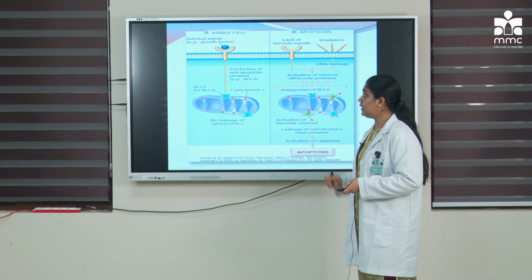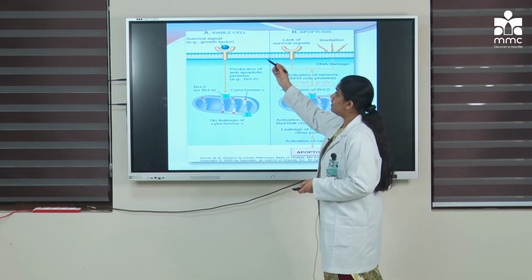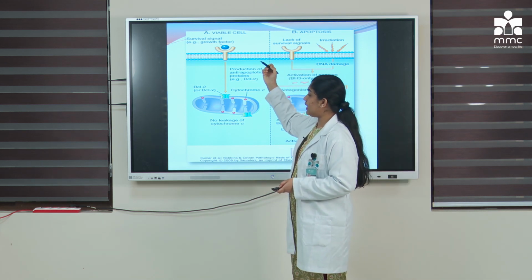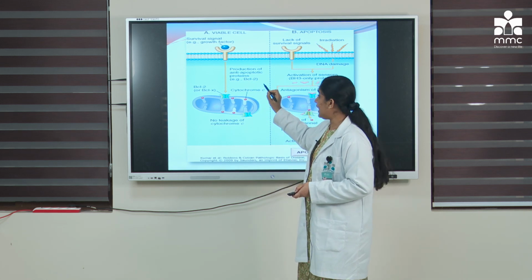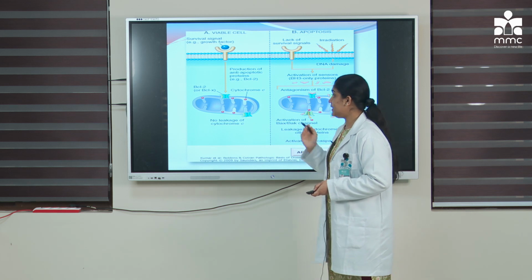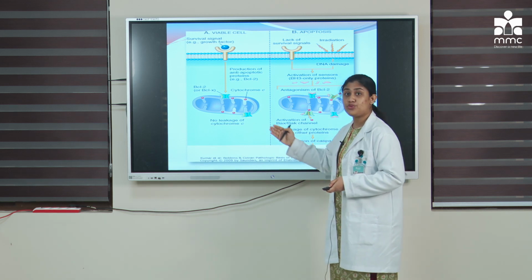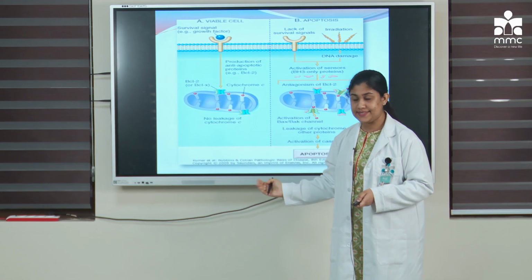Before that, what happens normally in cells? In viable cells, a growth factor will act on the receptor, and there will be production of anti-apoptotic proteins, for example BCL2, BCLX, and there is no leakage of cytochrome C. So, there is nothing happening to our cells.